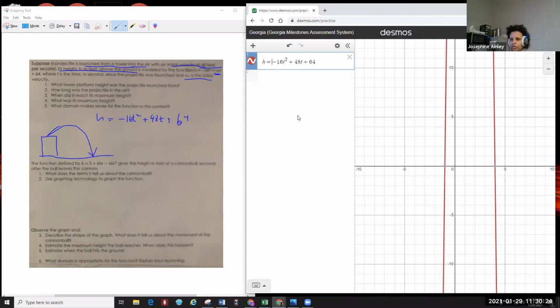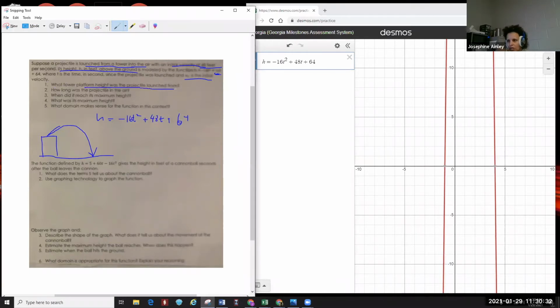Now I'll answer the questions. It says, what tower platform height was the projectile launched from? Automatically, I always know that if my equation is in standard form, the number by itself is my initial height. What does that mean? It means it was launched from a tower that was 64 feet high. So I can already answer that question. What was the height it was launched from? 64, and make sure you put in the units, so feet.